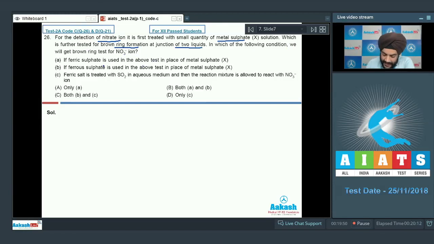So option A, if ferric sulfate is used in the above test in place of metal sulfate X. So students, for the formation of the brown ring complex, we need ferrous ions. So Fe2 plus ions are required, which convert the NO3 minus into NO. In absence of the Fe2 plus ions, this nitrate to NO conversion will not take place, and hence the brown ring formation will not take place. So ferric sulfate cannot be used. Let us look at option B now.